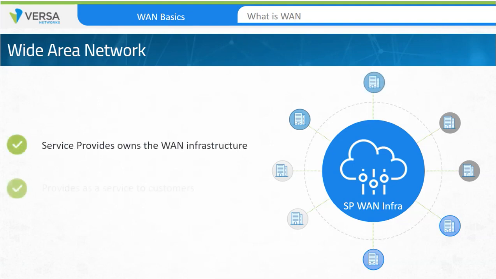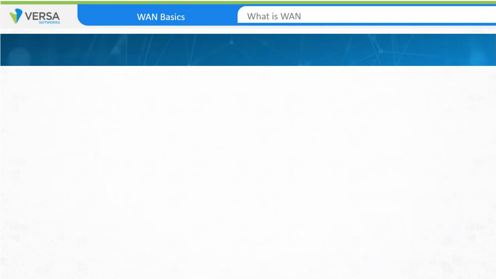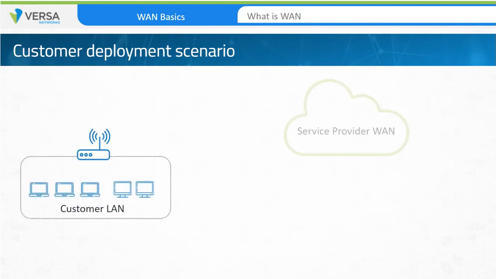Let's take a look at a customer deployment scenario. At a customer location, the WAN links are terminated on a customer premise equipment or CPE device. The link that connects to the service provider network is called the last mile through the service provider's point of presence, or POP. A POP is the nearest node from where a service provider will extend connectivity to a customer.